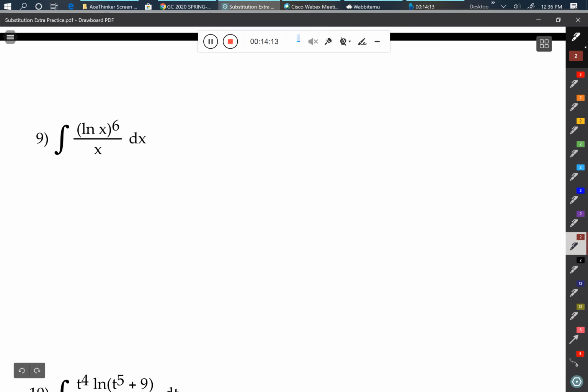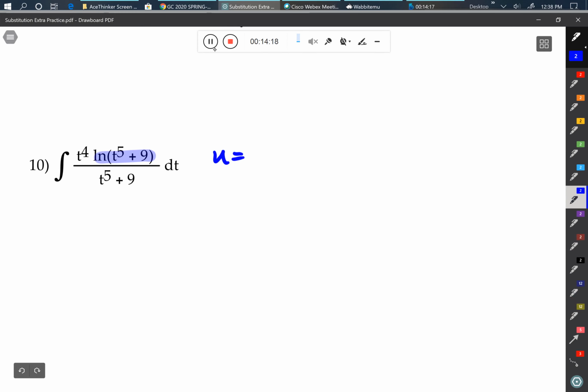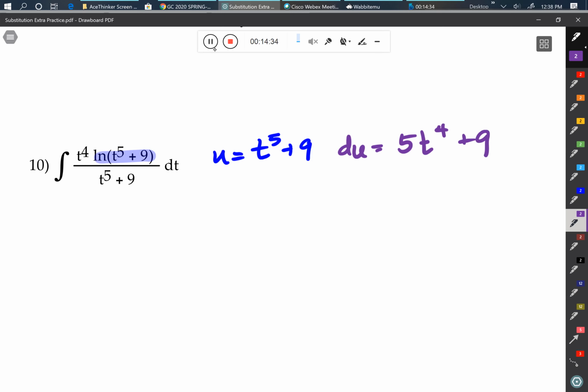Let's take a look at this one. I see I'm doing composition. I always try to write the inside piece of the composition as the u and see if it works. So if u is t to the 5th plus 5, then the differential du is going to be 5t to the 4th, just 5t to the 4th times dt. Well, this doesn't match this, but I think it matches kind of, sort of.